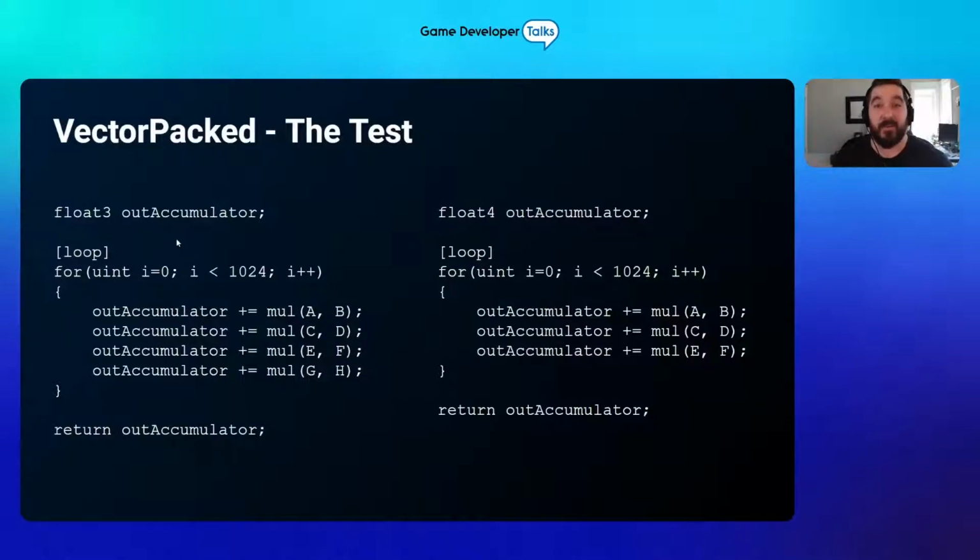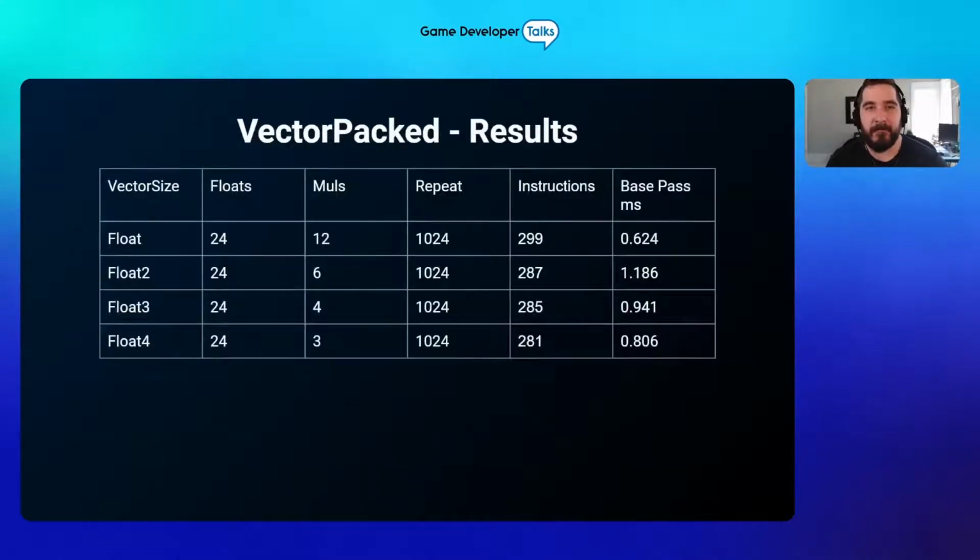But at the end of the day, in theory, each of these tests is multiplying the same number of floats together under the hood. It's always 24 floats, and it just sort of broke down mathematically that you do 12 multiplications for floats, and then 6 multiplications for float 2s, 4 for float 3s, and 3 for float 4s. So in theory, this is all the same amount of multiplication.